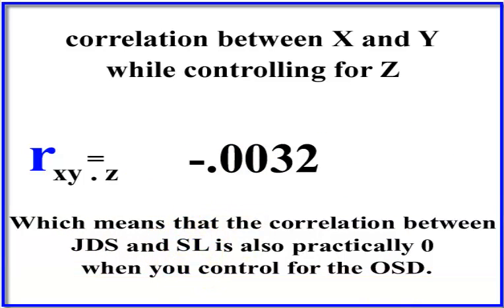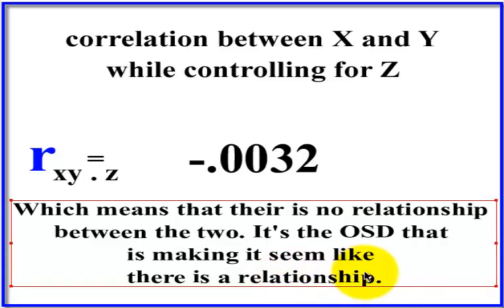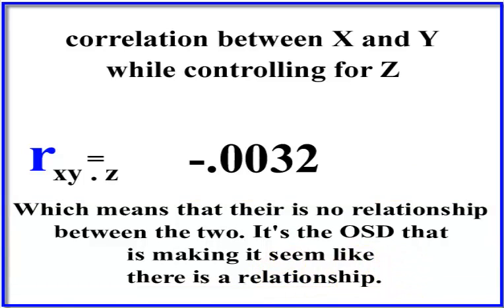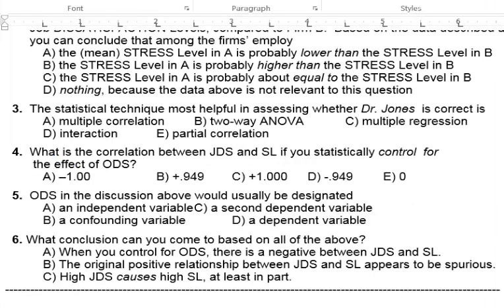In fact, there is no relationship, right? There is no cause and effect between SL and JDS. It's only that the ODS variable is making it look like there's a relationship between the two. So the answer to number 4 is 0, right? After controlling for the effect of ODS, there is no relationship between JDS and SL.